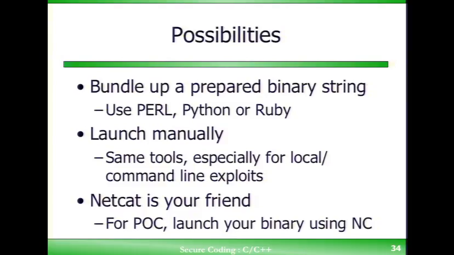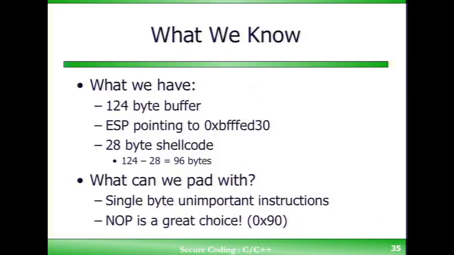So let's see how we can go about launching this thing in. We know we have a 124-byte buffer. We know that the ESP is pointing to this memory location, and I have a 28-byte shellcode, which means I've used up 28 out of 124. There's 96 more bytes that have to be filled in. What can I fill in those extra bytes with?